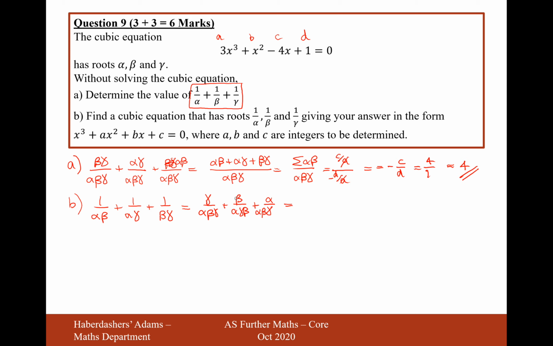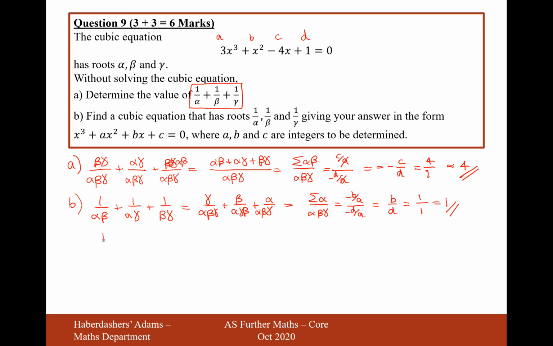So now, what do we get here? We have the sum of the singles here over the triple one. So the sum of the singles is minus b over a over, and this one at the bottom here is minus d over a. So if we cancel down, it's just equal to b over d, and b is 1, and d is 1 as well, so it's equal to 1. So that's what the sum of the doubles are.